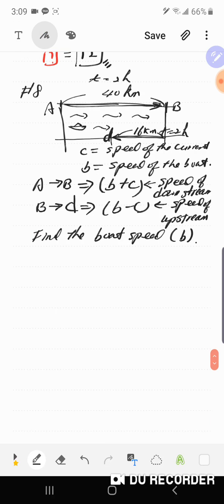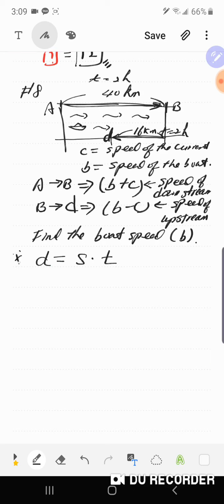Okay, what is wrong with this? Distance is the speed times number of hours. So using the distance formula, when you go downstream from A to B, the total distance is 40 kilometers, and the total speed for the downstream is the sum of the boat and the current. And the number of hours they traveled is what? 2 hours. So this is the equation from the first information.